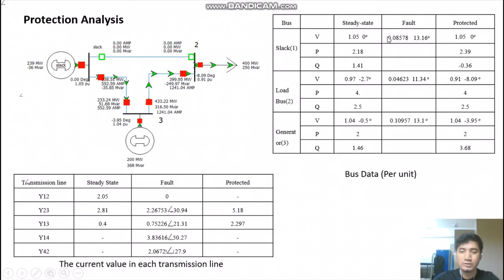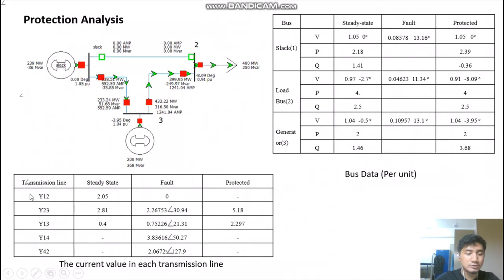During the fault, the value decreases. As an example, for slack bus 1, the voltage originally in steady state is 1.05, then after the fault occurs it becomes 0.08578, then after protection it's back to 1.05. Next, this is the current value for each transmission line when the protection is applied.